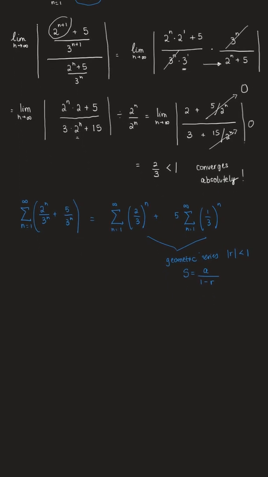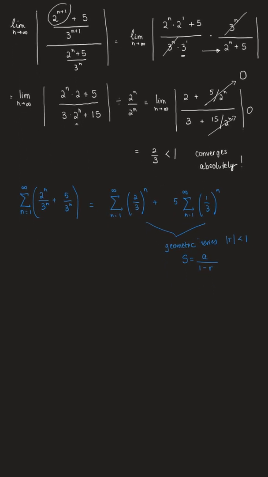Let's try another one, and our second one will involve some factorials. So this will be example number 2. And let's try the sum from n equals 1 to infinity of, start a little easier here, n plus 1 over n factorial.